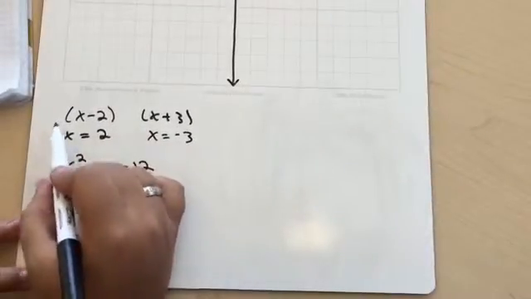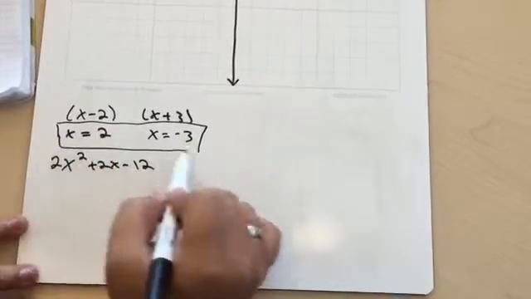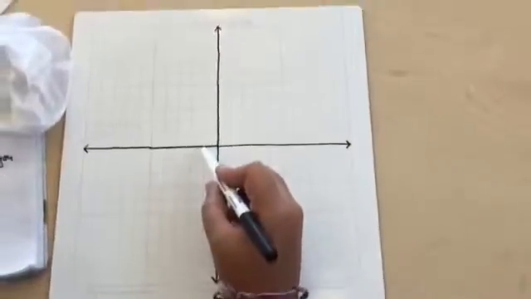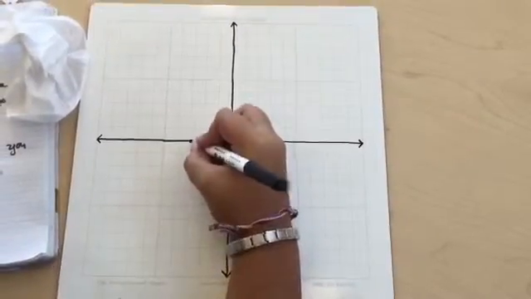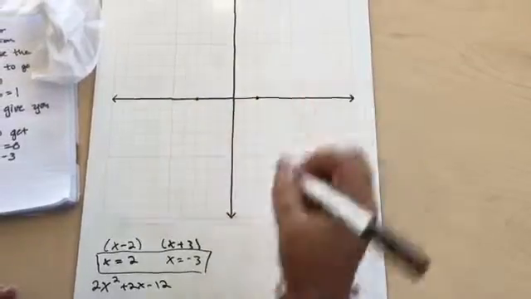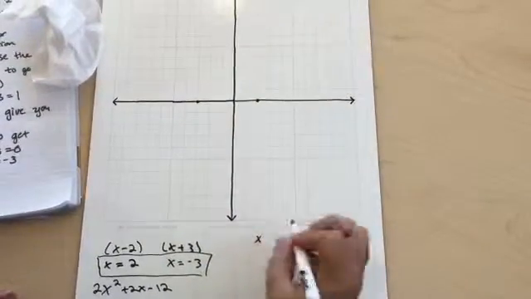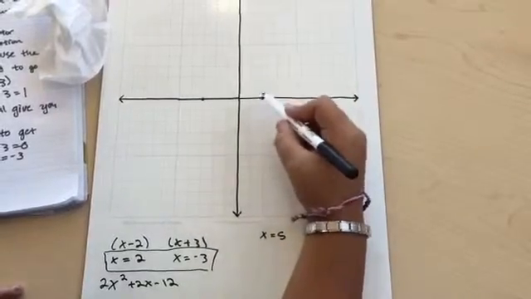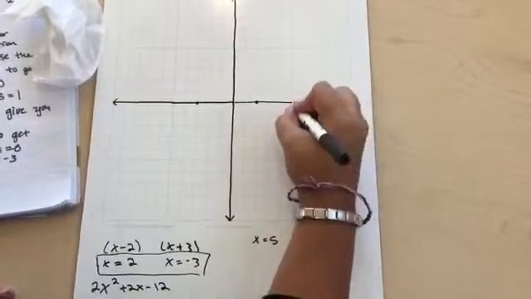So now that we found our zeros, we can go ahead and start plotting. So we have x is equal to negative 3, which will be 1, 2, 3. And we have x is equal to 2, 1, 2. But we also have that original one, where x was equal to 5. So we're going to go ahead and plot that: 1, 2, 3, 4, 5, right here.